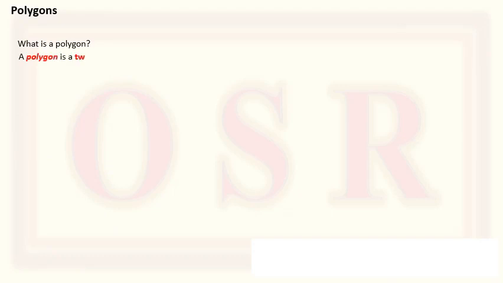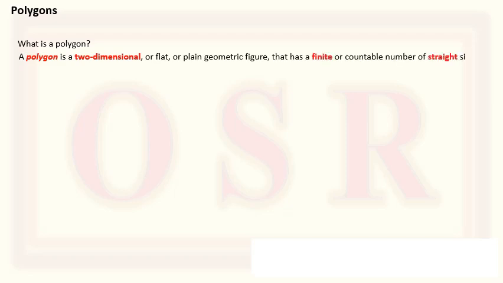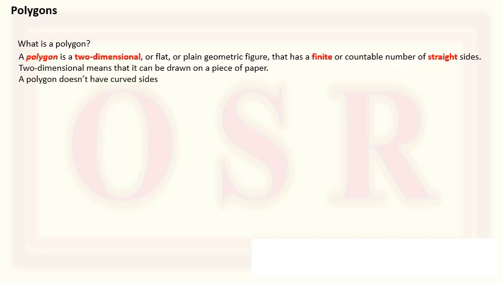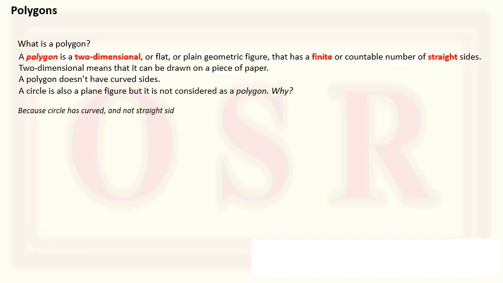A polygon is a two-dimensional, flat or plane geometric figure that has a finite or countable number of straight sides. Two-dimensional means that it can be drawn on a piece of paper. A polygon doesn't have curved sides. A circle is also a plane figure, but it is not considered a polygon. Why? Because a circle has curved and not straight sides.